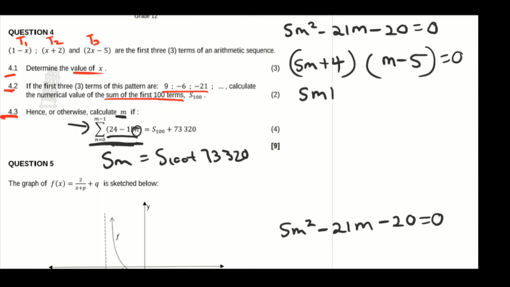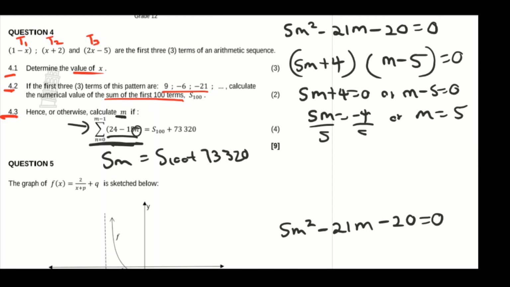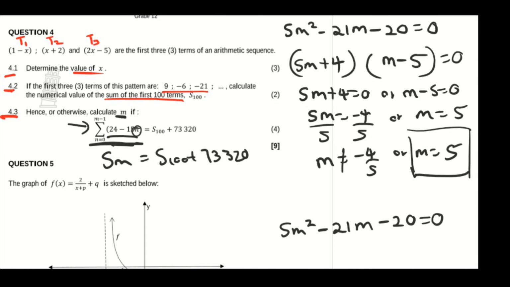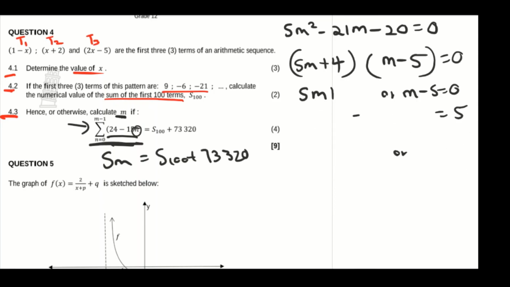So 5m plus 4 equals 0, or m minus 5 equals 0. So 5m equals minus 4, or m equals 5, and then divide by 5 both sides here. So m equals minus 4 over 5, or m equals 5. Obviously we were not going to take m equals minus 4 over 5, so we just leave it. This is the solution for this problem. So we're done with question 4. Now let's go to question 5.